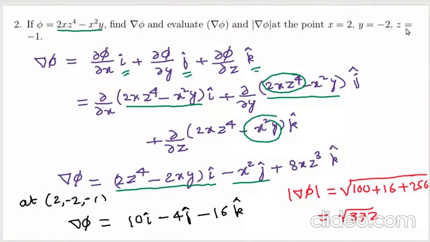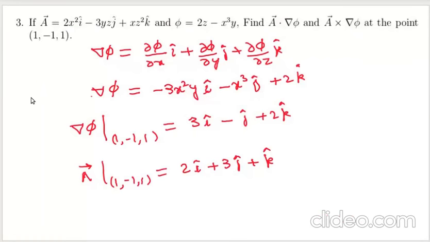And the last part is you have to find the magnitude of this gradient. The magnitude you can easily find just by squaring the i, j, k components. So it will be 100 plus 16 plus 256. It is the square root of 372. Okay, any doubt here? No, sir. Okay, let's move to the third question.